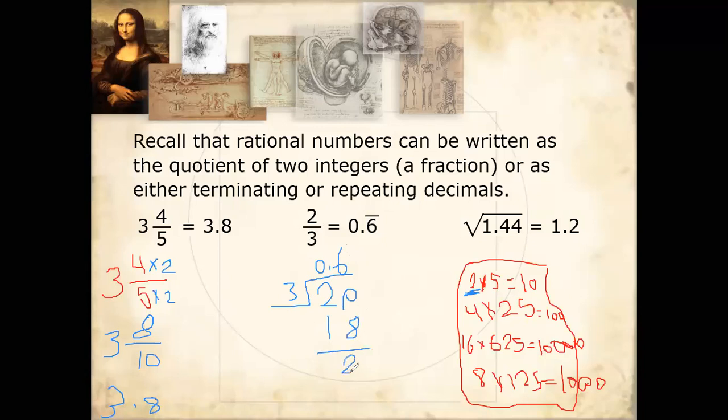Then you have 2, drop down 0. So it will be 6, and so on. For this reason, we said minus 18 and so on. The answer will be what? 0 point what? 6 repeating. This is 0.6 repeating. Okay, grade 8.